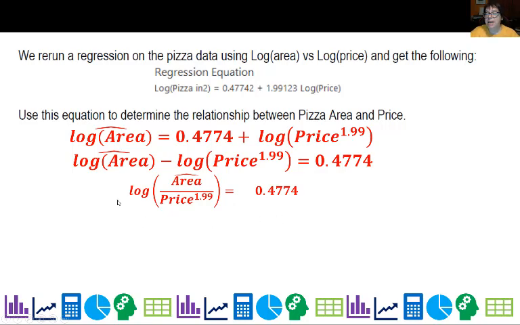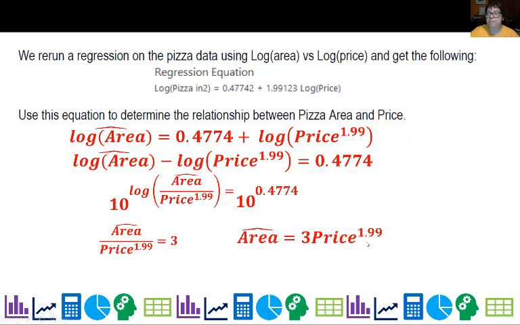Now, if I put a 10 as a base on both sides, this undoes the log because this is log base 10. So 10 to the log base 10 of something is just whatever's in the parentheses. And then 10 to 0.4774 is actually 3. So this equals 3. And then I can multiply both sides by price to the 1.99 power, and that is the equation I get.